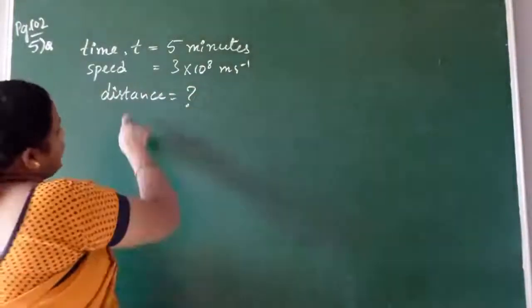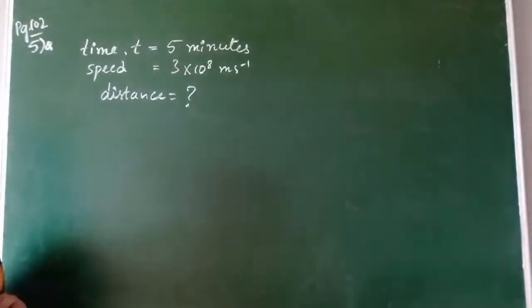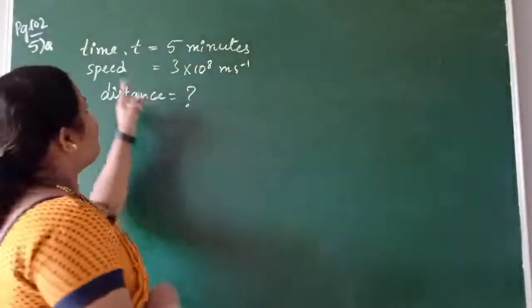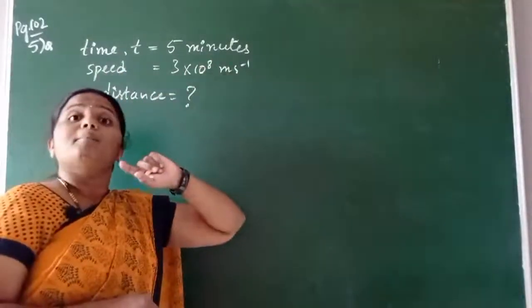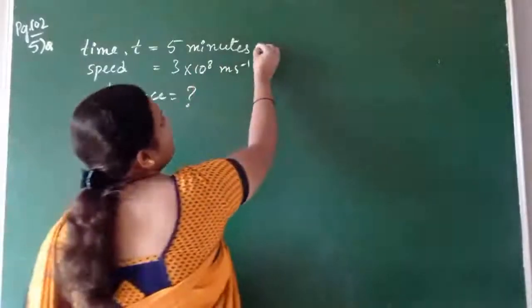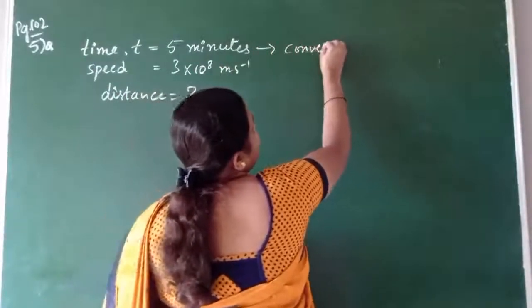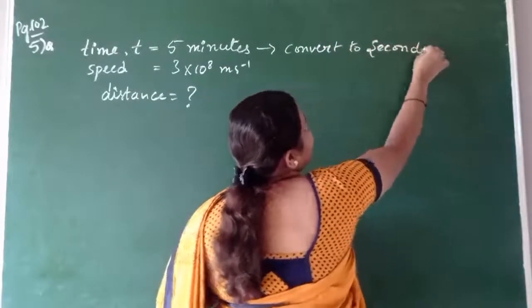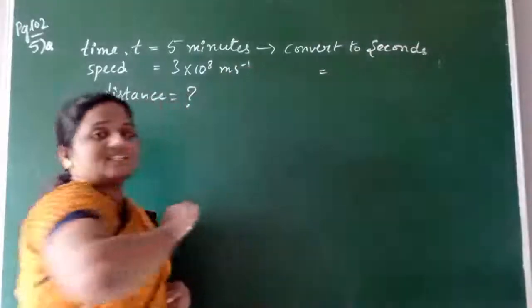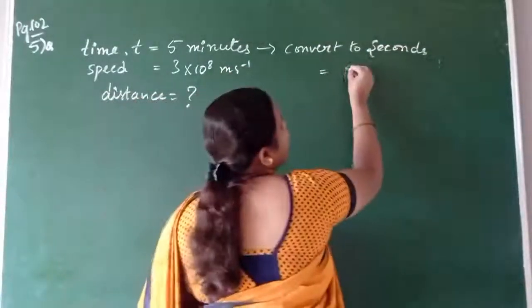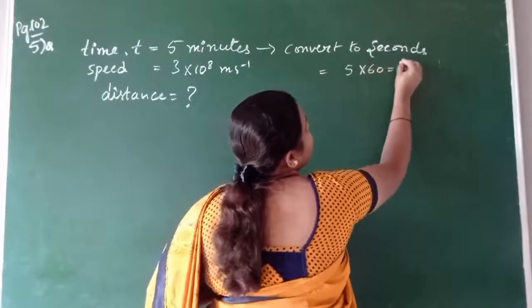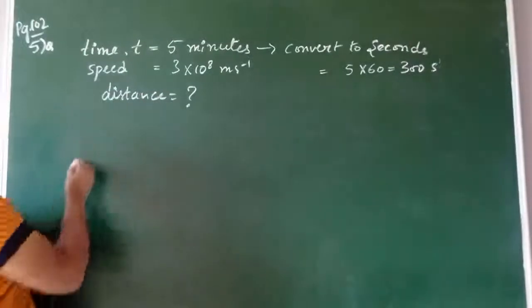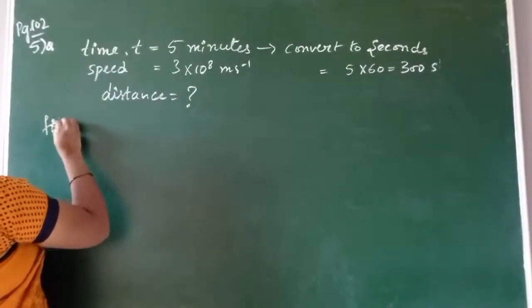First, in order to calculate distance, what is the formula, children? Speed is nothing but distance divided by time. But here the time has been given in minutes. First we need to convert it into seconds, because we want time in seconds. So 1 minute contains 60 seconds. Multiply with 60, which is equal to 300 seconds. The time is now 300 seconds.